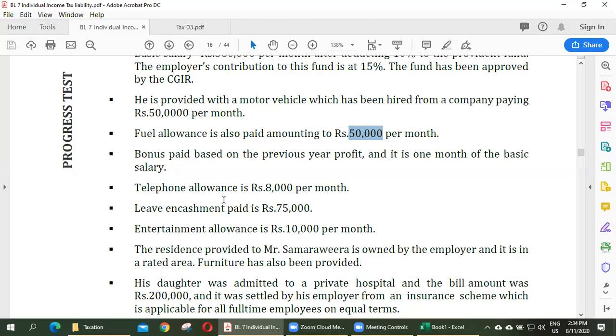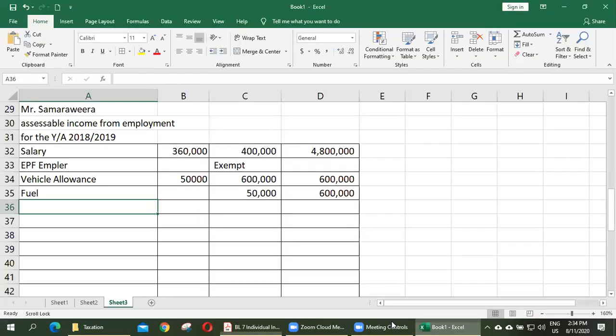And bonus paid based on the previous year's profit, and it is 1 month of basic salary. The basic salary we have already calculated, how much? 400,000, right? 400,000 bonus.